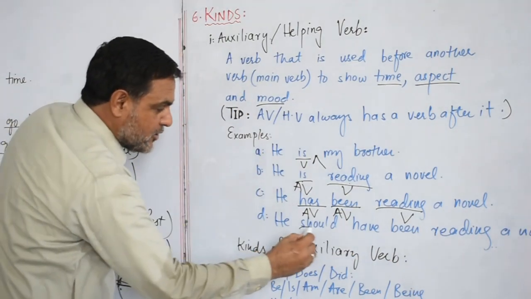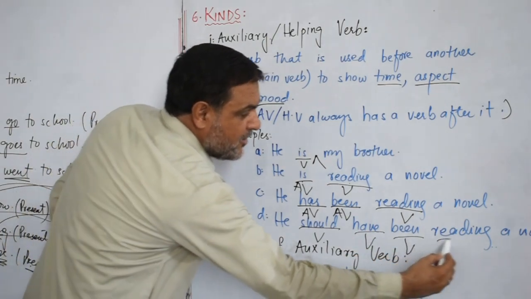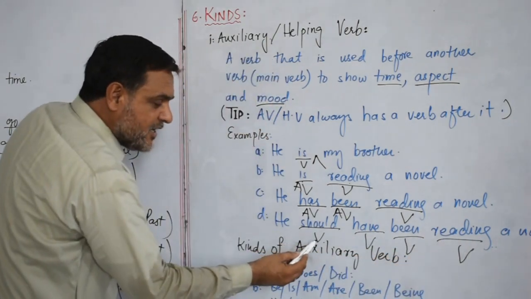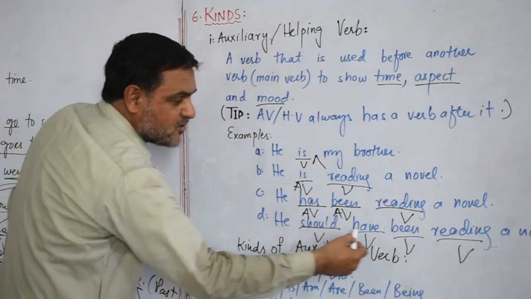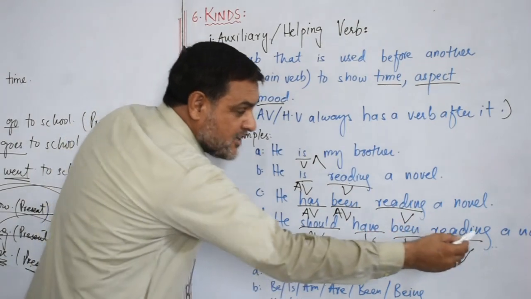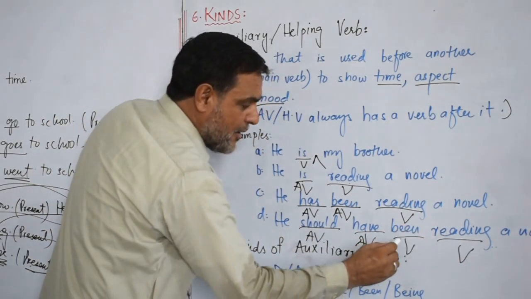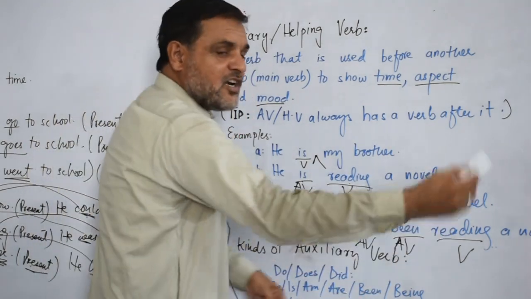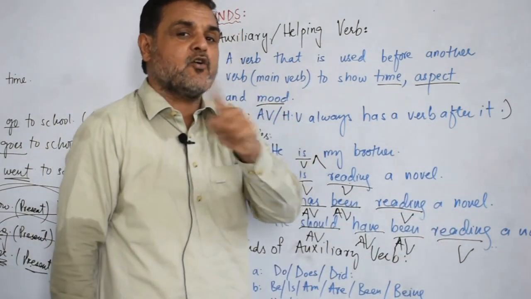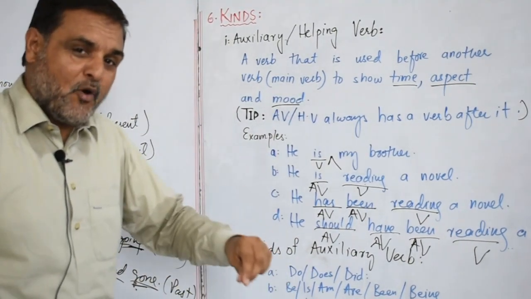Let's talk about this one. "Should" is a verb, "have" is a verb, "been" is a verb, "reading" is a verb. Clearly, "should" has three verbs after it, it's auxiliary. "Have" has two verbs after it, it's auxiliary. "Been" has one verb after it, it's auxiliary. "Reading" does not have any verb after it, it's not an auxiliary or helping verb. So these four examples now clarify the point.